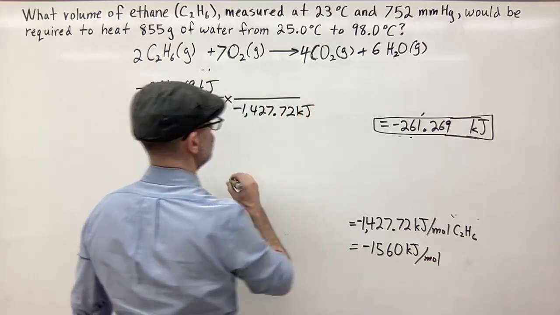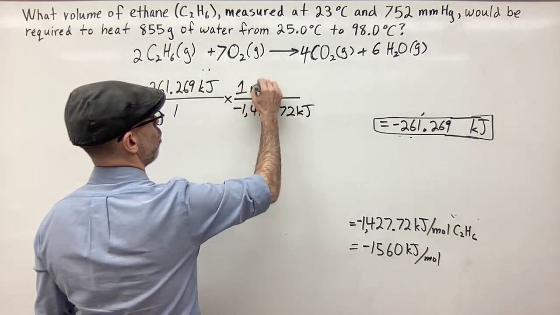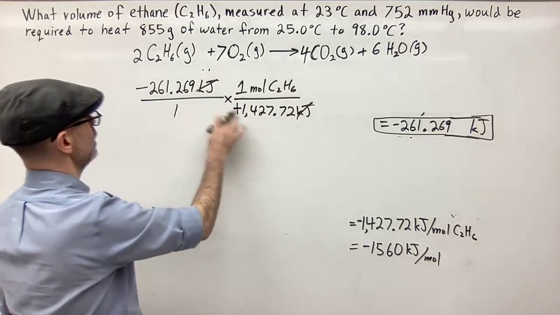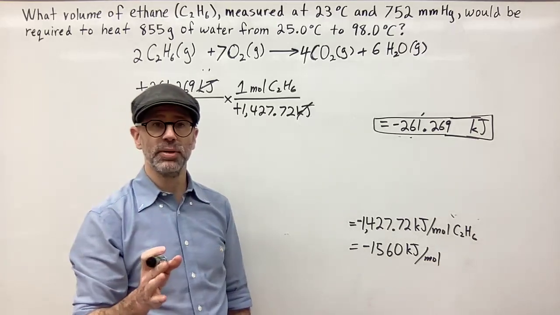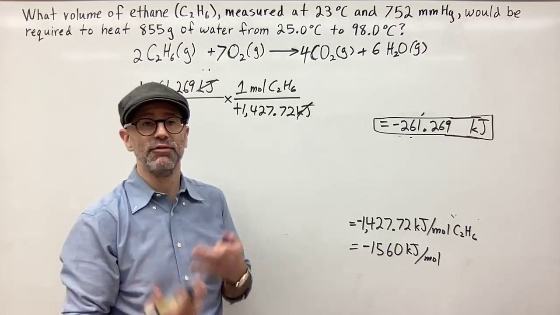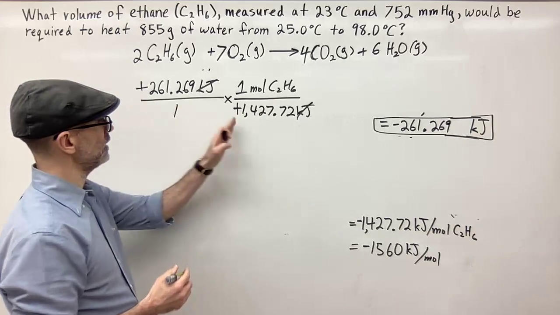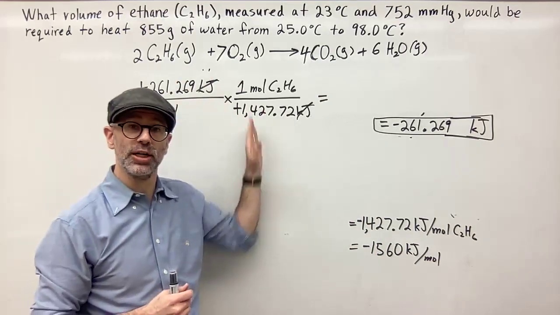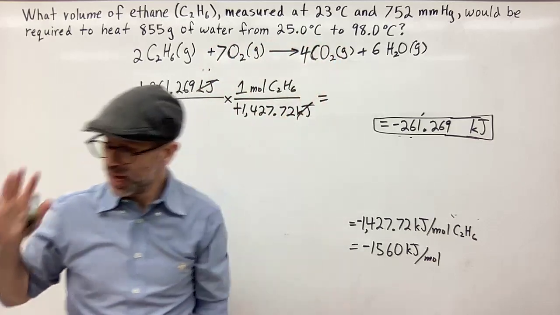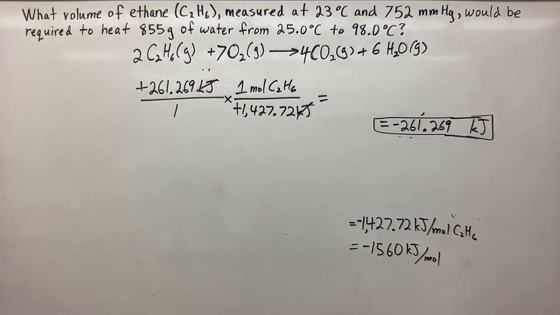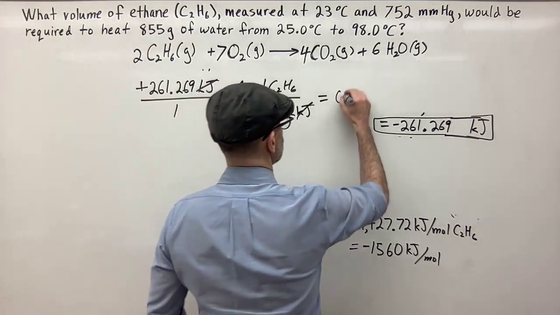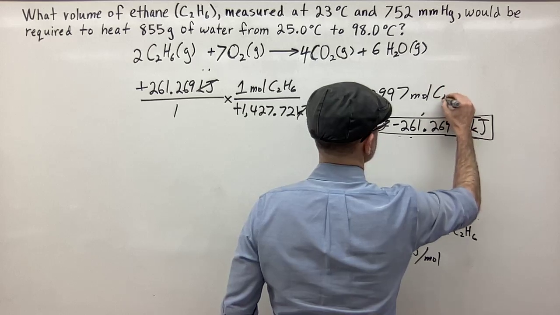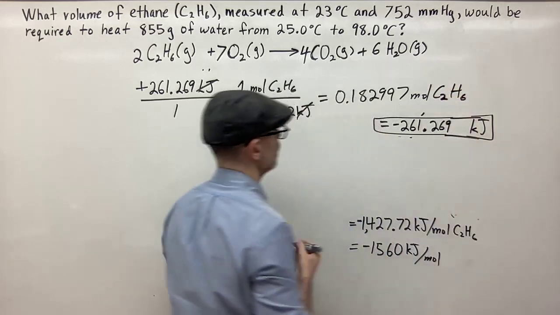So this is going to be kilojoules, and this is going to be 1 mole of the C2H6. Kilojoules cancel out, and now I have moles. Notice I'm dividing a negative by a negative, which becomes positive. That's important because the number of moles can't be negative. You can't have a negative number of things, right? So that's good that they cancel out. Now when we calculate the number of moles of ethane that was burned to heat the water from 25 to 98, that's going to be 0.182997 moles of C2H6, ethane. Okay, let me double check.